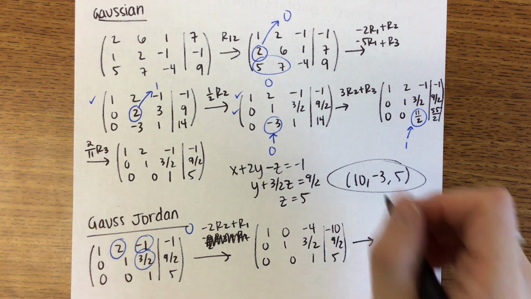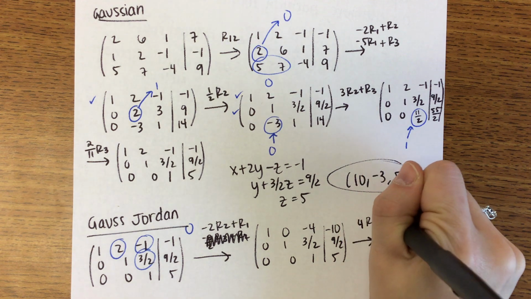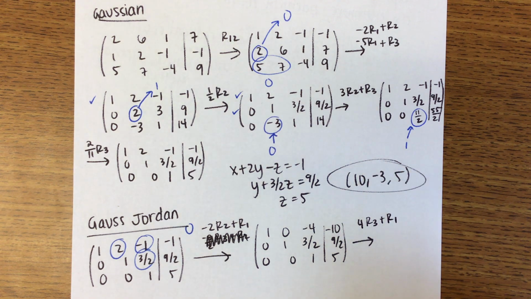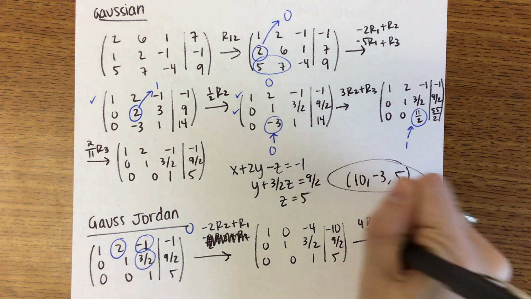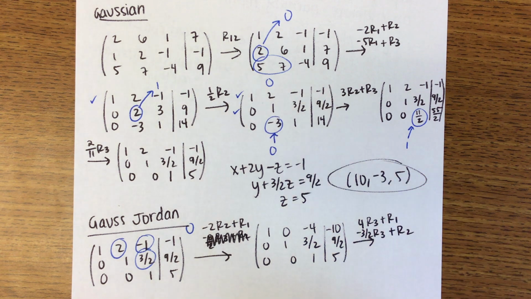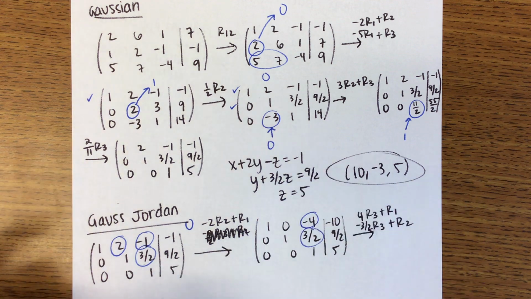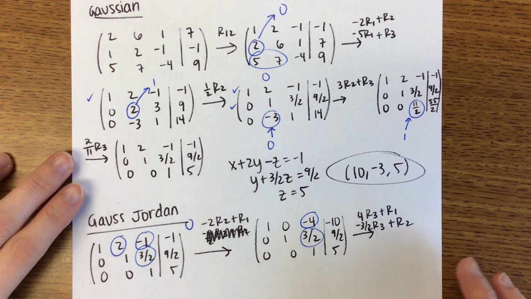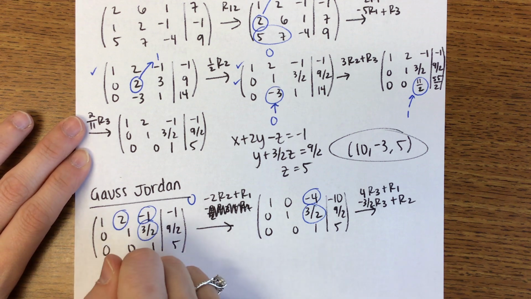So what I'm going to do is I'm first going to take the third row and multiply it by 4 and add it to the first row. And then I'm going to take the third row and multiply it by -3 over 2 and add it to the second row. In the plan of getting those to be 0. So bottom row stays the same.